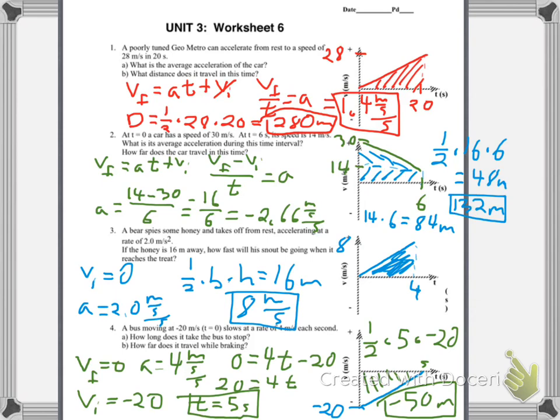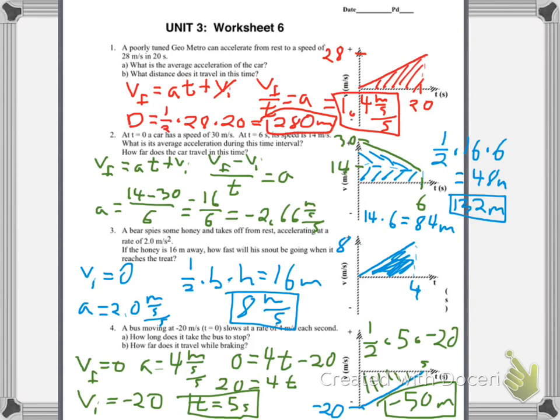Number two, we start with a car traveling 30 meters per second, and after 6 seconds it's traveling 14 meters per second. Finding the average acceleration, that again is your final velocity equals acceleration times time plus your initial velocity. Here we actually have an initial velocity, so we will rewrite the equation as final velocity minus initial velocity divided by your time to get the acceleration. So here we have a final velocity of 14 meters per second, subtract 30 meters per second, over 6 seconds. So we get negative 16 over 6, which works out to be negative 2.66 meters per second per second.